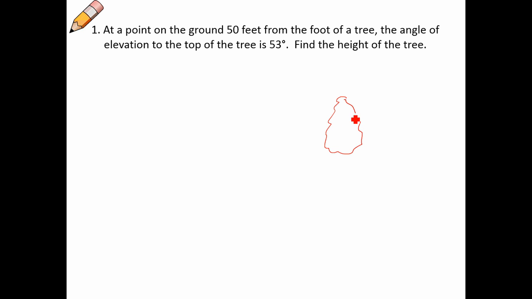We have a tree. There we go. Nice looking tree. We have the ground. Again, let's make sure the tree comes out of the ground. There we go. And we have a point on the ground that is 50 feet from the foot of the tree. And we can look up from that point at an angle of elevation, that's what that means, looking up, of 53 degrees. And we want to find the height of the tree.